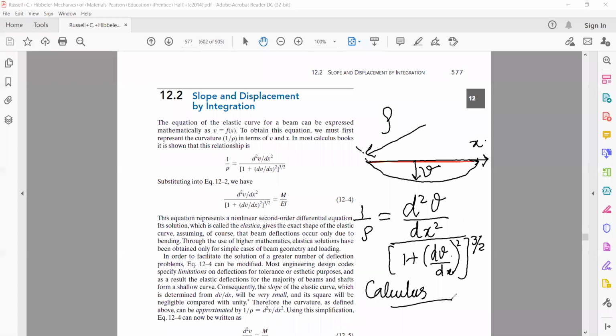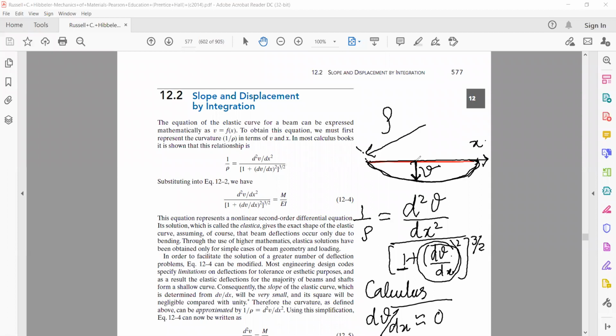Now, as far as this d nu by dx is concerned, it has to be very, very small. In fact, approximately it can be taken as 0, or its value is very, very small when compared to 1. There is a reason for it. The deflection in the beam should be very small. The deflection curve should not be abrupt. The value of the deflection should not be large.